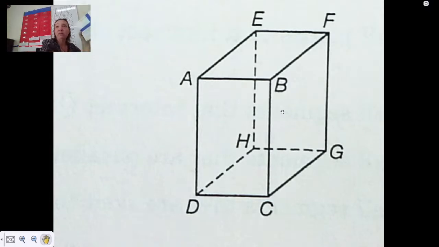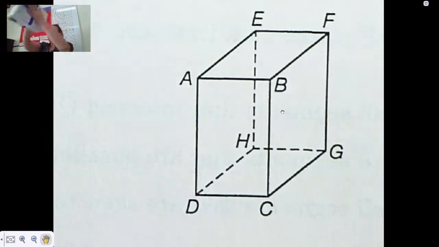Y'all with me? Okay, so this plane intersects with that plane. This plane intersects with that plane. This plane intersects with that plane. And this plane intersects with that plane. Do these two planes intersect? No. What are they? Parallel.